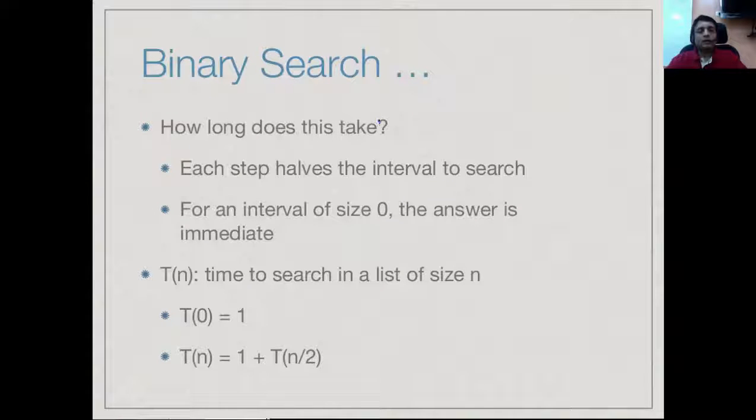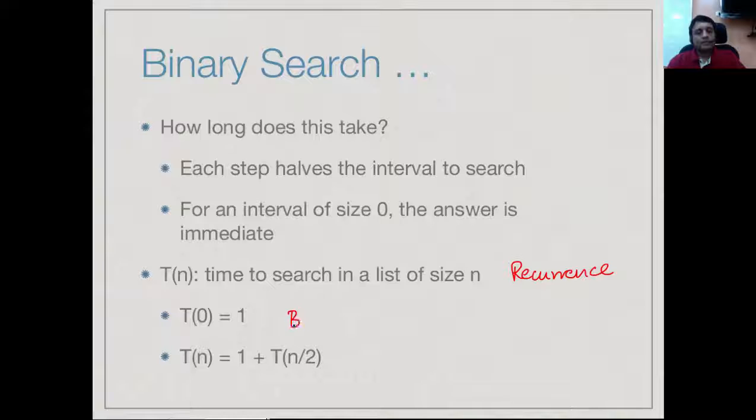So the crucial advantage of binary search is that at each step we halve the interval to search, and at some point we will reach 1, and then when we halve 1, we'll get an interval of size 0, and so we will get an immediate answer. Right? So as we saw for such recursive functions, we can write what is called a recurrence. A recurrence is just an expression for the time in terms of smaller values of the same expression.